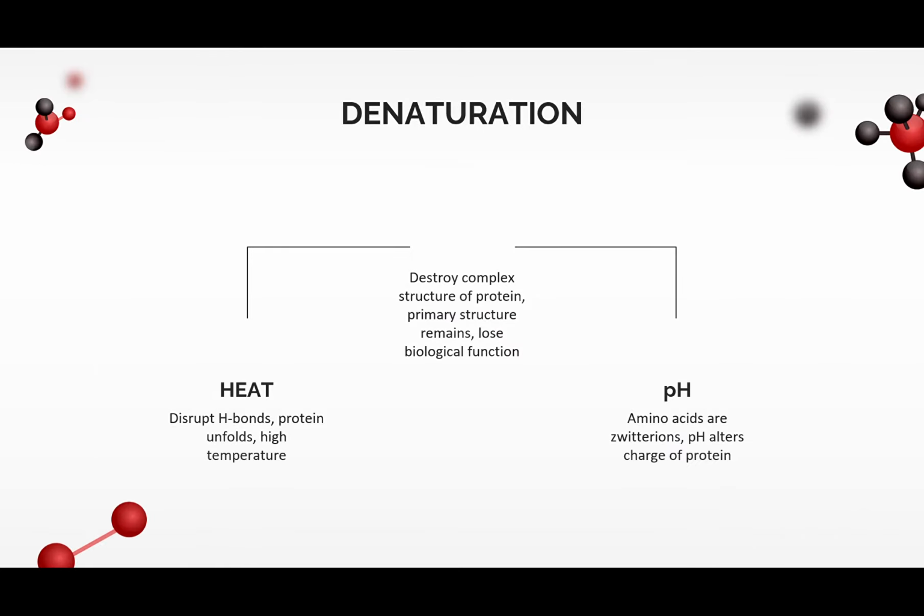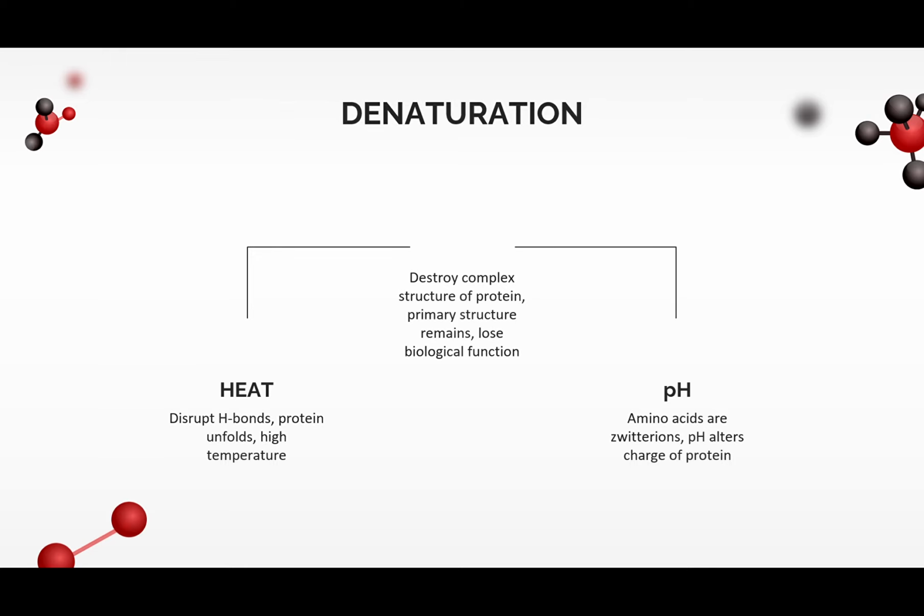Moving on to denaturation, it destroys the complex structure of proteins through heat and the presence of strong acids or alkalis that disturb the bonds between the amino acids. But the primary structure remains, though the protein loses its biological function and the ability to reconnect to a higher structure than the primary one. Specifically, heat disrupts the hydrogen bonds, and the proteins thus unfold due to the high temperature.